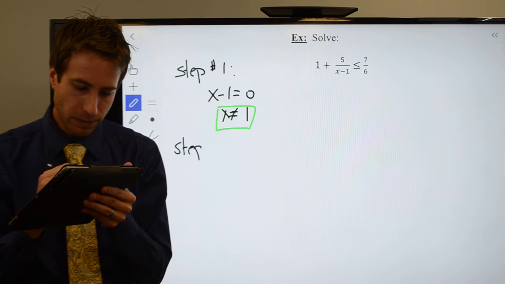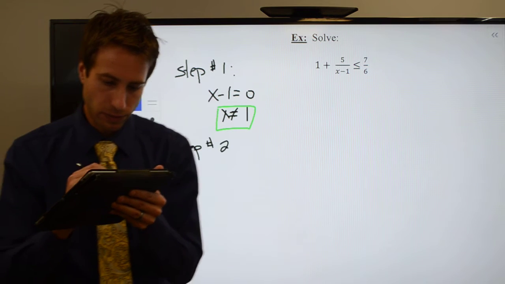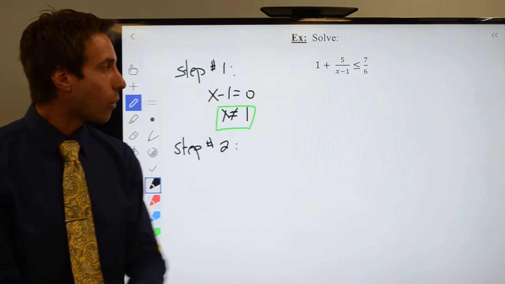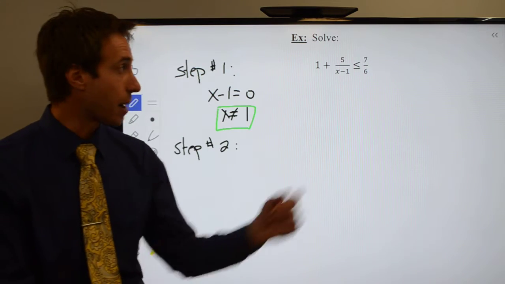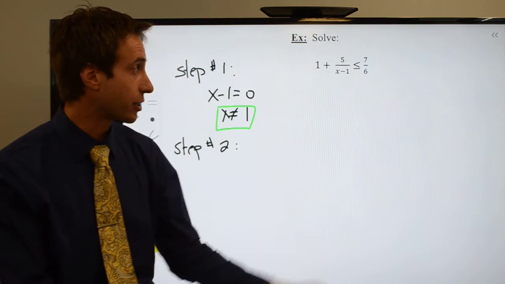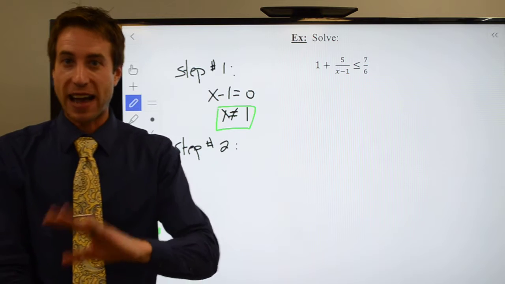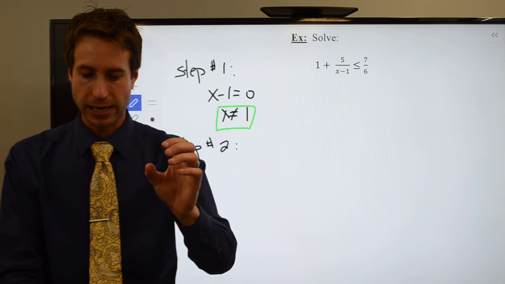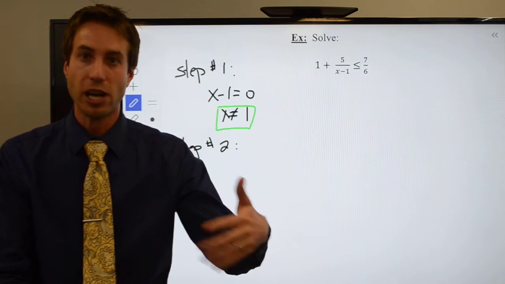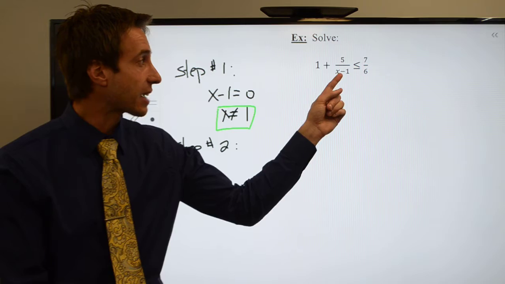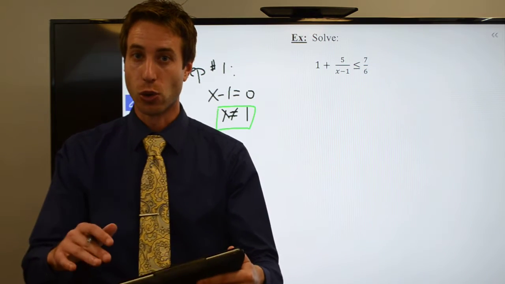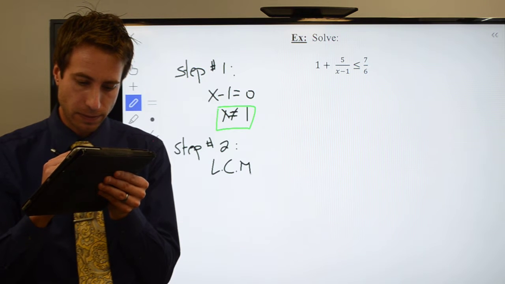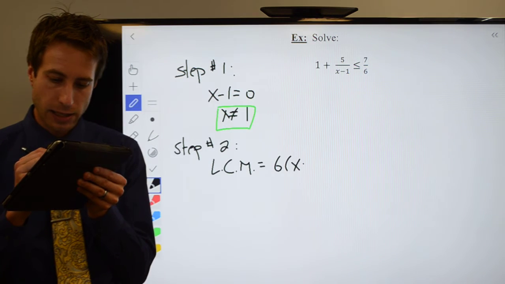Step number 2. Okay, here we go. Well, what I'm going to do is, actually I only have 2 denominators. I have x minus 1, which is its own factor, and 6, which I know factors into 2 times 3. But you have to keep each factor the same number of times it appears. So I'd have to keep the 2, I'd have to keep the 3. So anyway, you wind up with 6 times x minus 1 as your LCM. So my LCM is 6 times x minus 1.